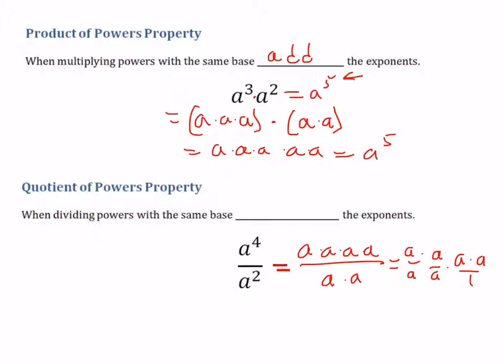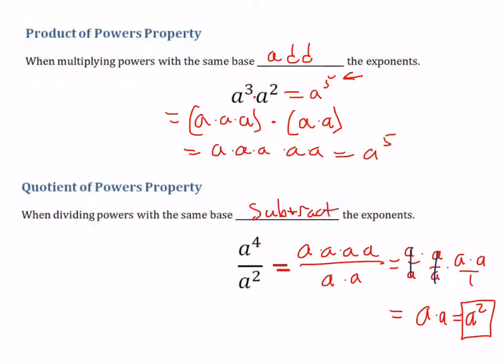But what is a over a here? Well, a over a, we know, is just 1, because they're the same. They cancel. A over a here is 1. And when you're multiplying by 1, it doesn't change anything. So these go away, and we're just left with a times a, which is a squared. So in the end, we get a squared. Well, what happened? We had 4 a's on top being multiplied, 2 a's on bottom being multiplied. 2 of these canceled out 2 of those, so 4 minus 2 gave us 2. So when we're dividing powers with the same base, we subtract the exponents.